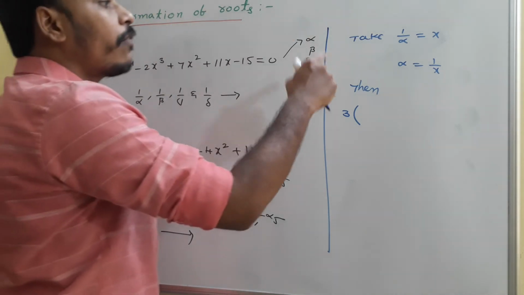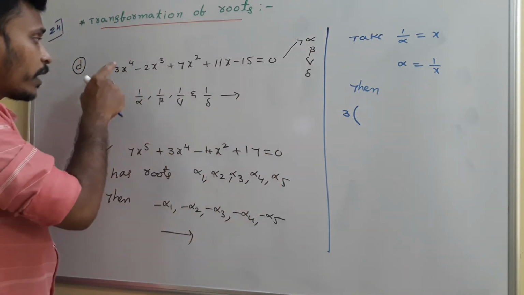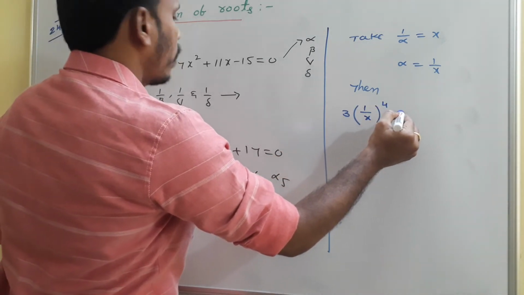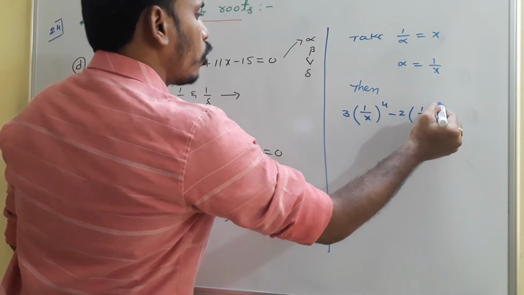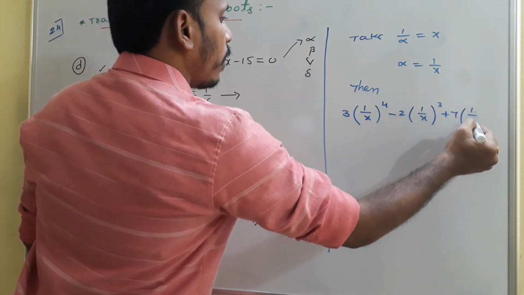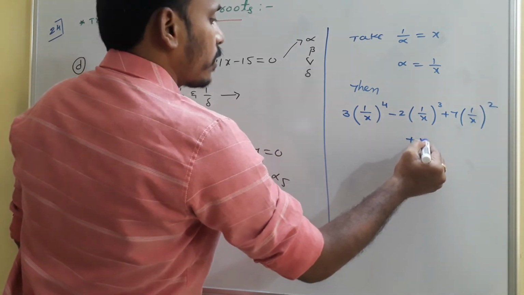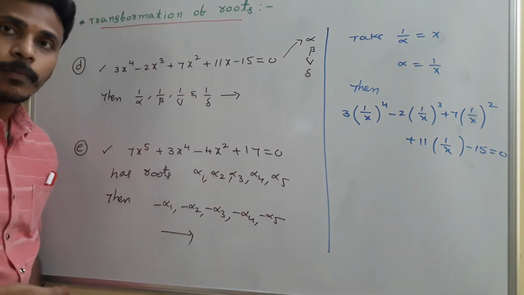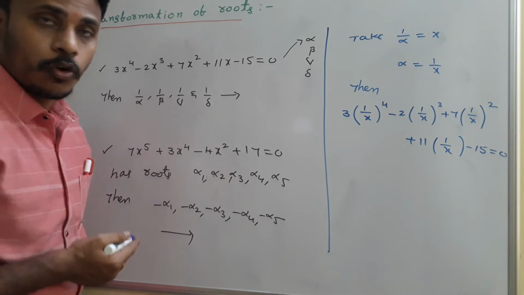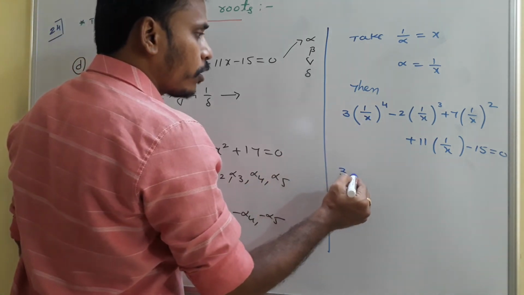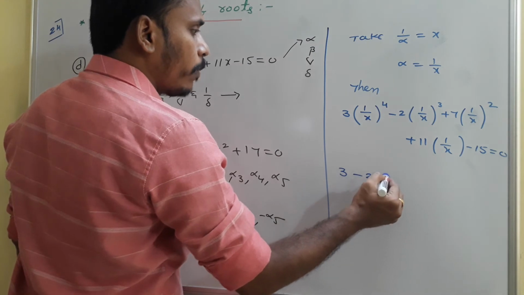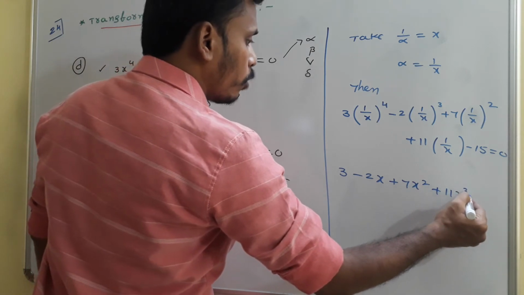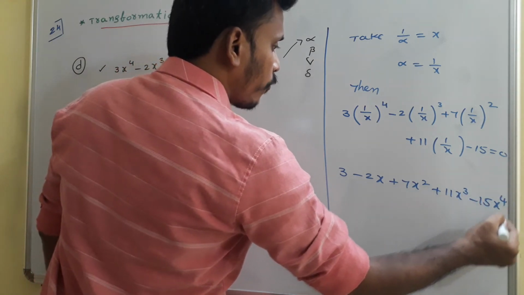So replacing alpha with 1 by x is nothing but replacing x of the given equation with 1 by x. So 3 into (1 by x) to the power 4 minus 2 into (1 by x) cube plus 7 into (1 by x) square plus 11 into (1 by x) minus 15 is equal to 0. That's the required one. And you just multiply everything with x power 4. Okay. So if you multiply the first term with x power 4, this is 3. Second term with x power 4, it will become 2x. And next term with x power 4, this is 7x square. And this is 11x cube minus 15x power 4 is equal to 0.